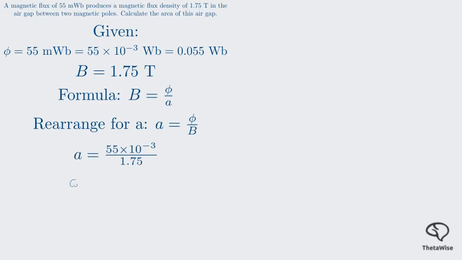Now we substitute our values. A equals 0.055 divided by 1.75. Calculating this gives us approximately 0.031 square meters. So the area of the air gap is 0.031 square meters.